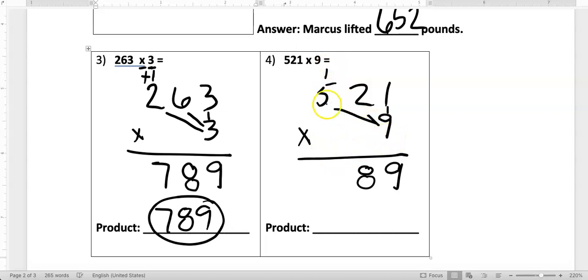9 times 5 is 45. Plus that 1 gives me 46. There is no other digit over here, so I can simply write 46. Don't forget my comma, separating my thousands and hundreds. My answer again is 4,689.